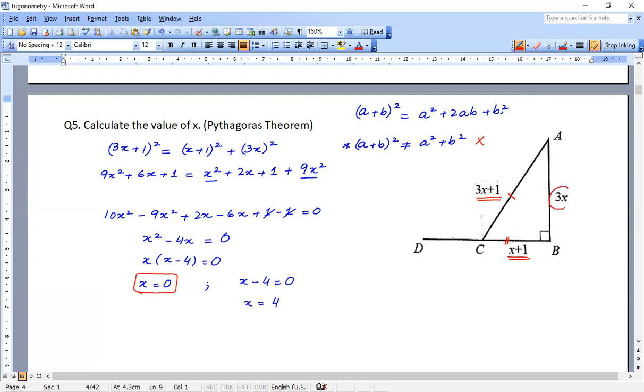And the most important, if x is equal to 0, this side becomes 0. So we cannot have a value of x because of which the length of a side becomes 0. So this value is not acceptable. Okay, so we'll ignore x equals to 0 and the final answer will be x equals to 4 only. So in our final answer space, we'll write x equals to 4 in this situation. Okay, thank you.